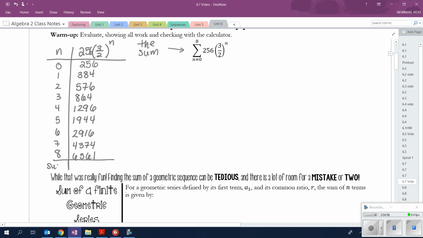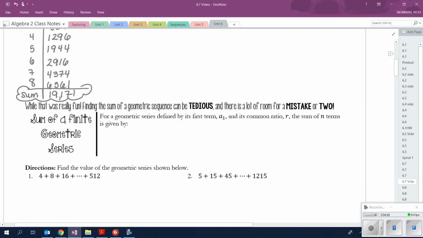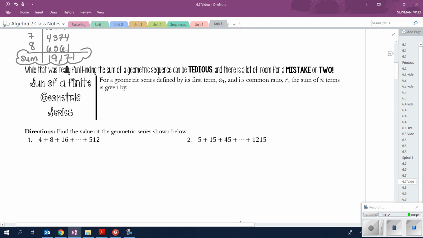So here I'm going to write sum. 19,171 is my final answer. I've shown work and I have an answer. Easy? Okay. Now, that can be a pain in the neck, which is why you're given that formula on your formula sheet that we've been using.